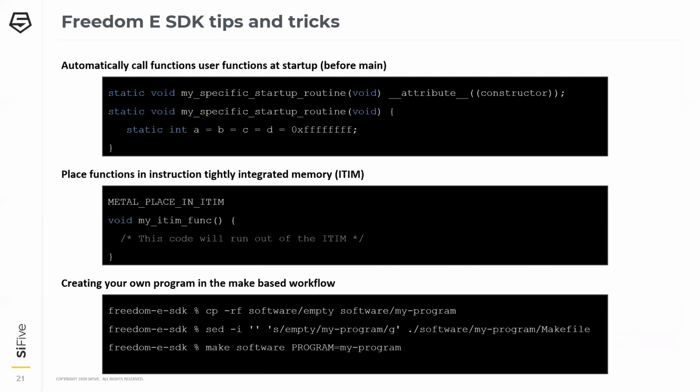Next, using a text editor or stream editor, search and replace the text string empty with the name of your new program directory, my program. You just did this in the step before. Finally, if you say make software program equals your new program name, in this case, my program, you're up and running in 2 easy steps with your own workspace.